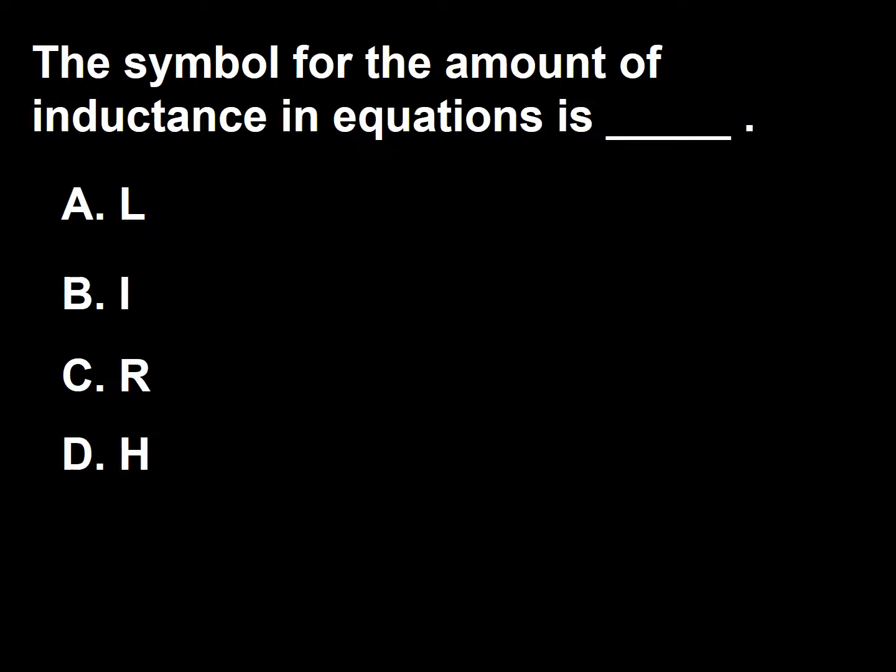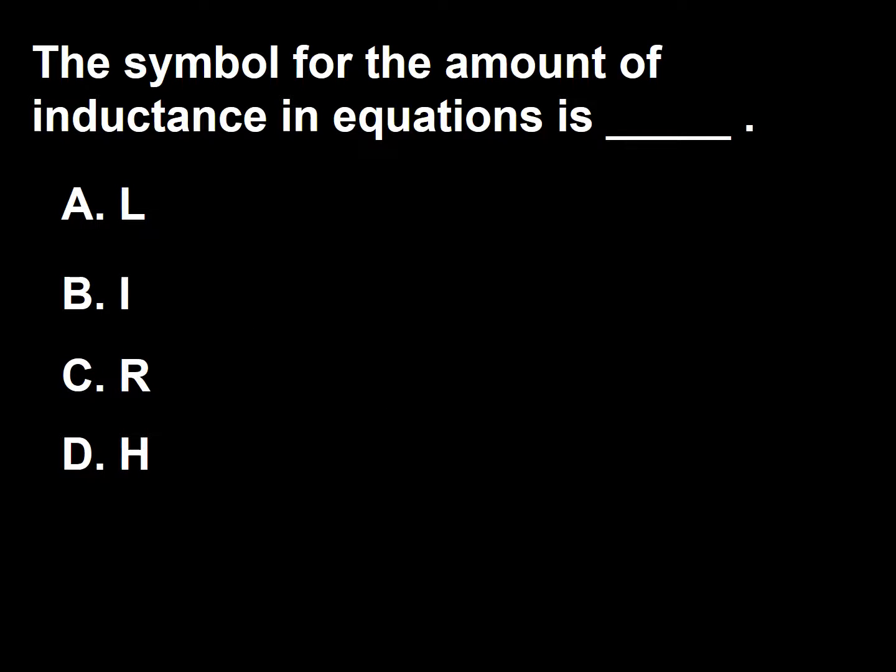Next question. The symbol for the amount of inductance in equations is A: L, B: I, C: R, D: H. One thing is for sure, that I was already taken by current. So they went for the letter L. Maybe because it is the last letter of coil, but who knows? So the answer to this question is A.